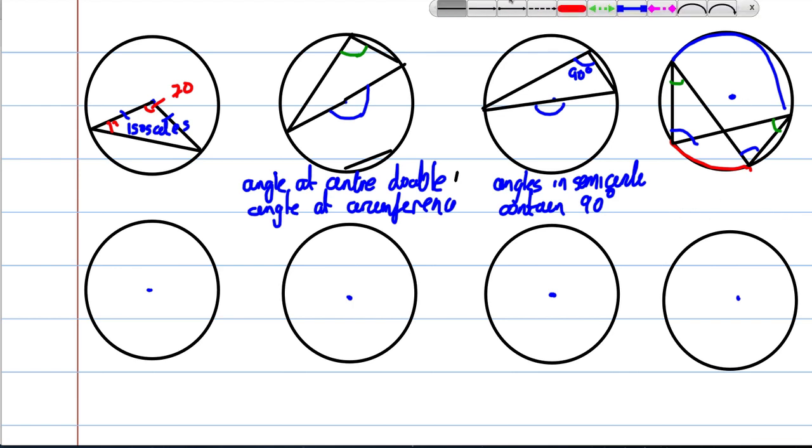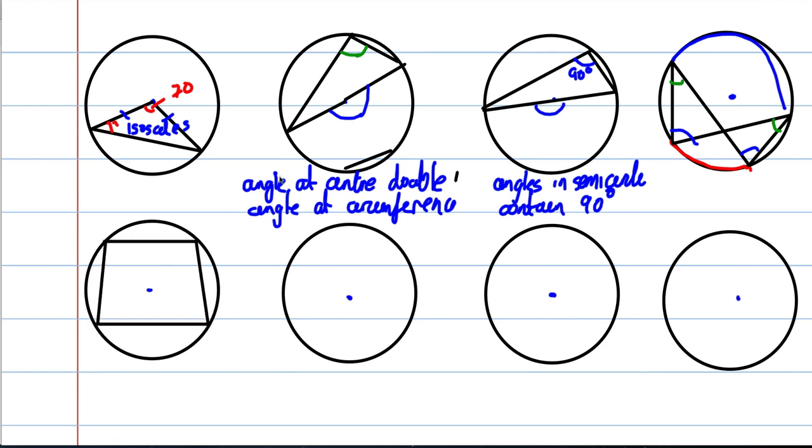The next one, probably the biggest one in these type of questions, are circles that look like this. This is a circle with a quadrilateral inside it. This is called a cyclic quadrilateral because all 4 corners lie on the circumference of a circle. And we're supposed to know that the opposite angles add to 180. So opposite angles in a cyclic quadrilateral add to 180.